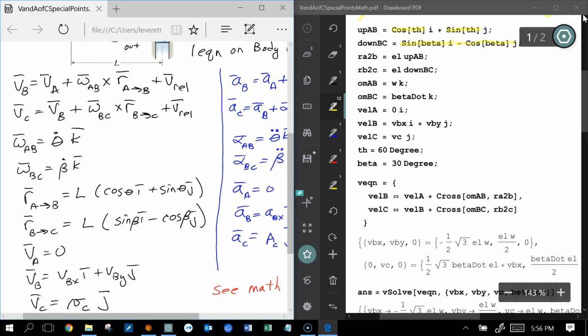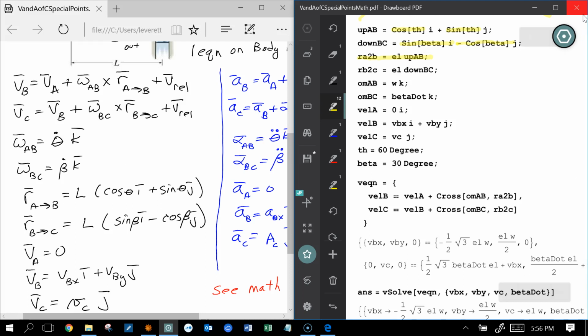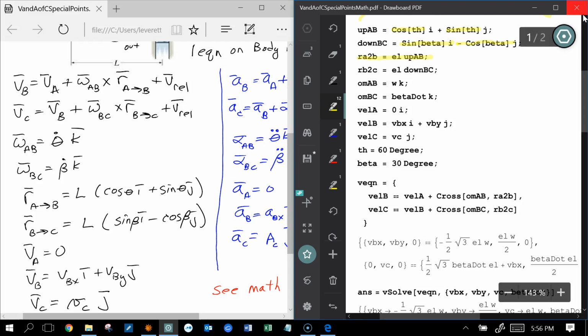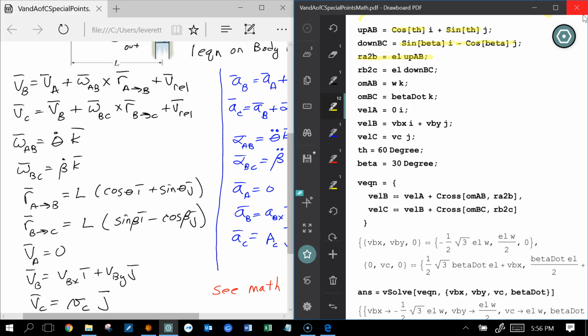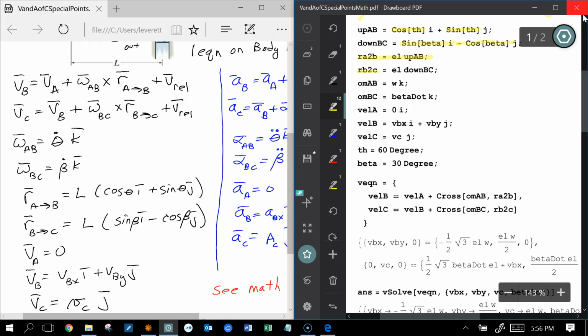So here's my r from A to B, and it's simply L times the up AB direction. And if you look at them, that's exactly the same. The only reason I'm calling it up AB and down BC is just to avoid a little typing, and I think it looks cleaner. It's easier for me to see it and say, yeah, that's right. Okay, so r from B to C is going to be a distance L times this direction, down BC.